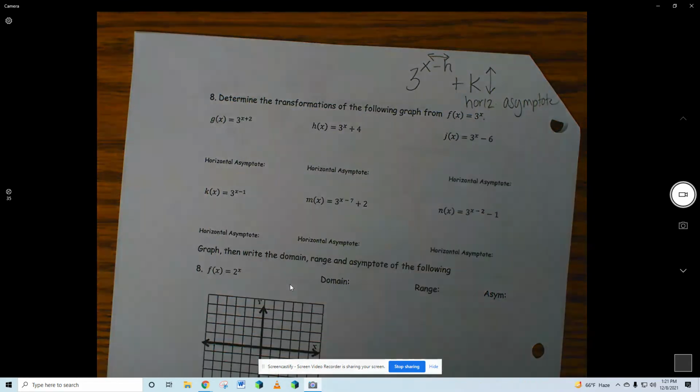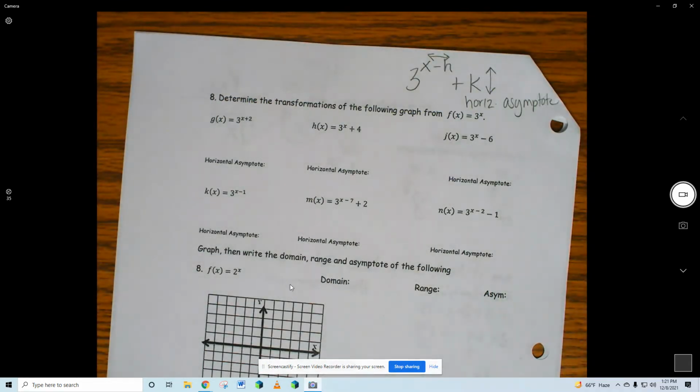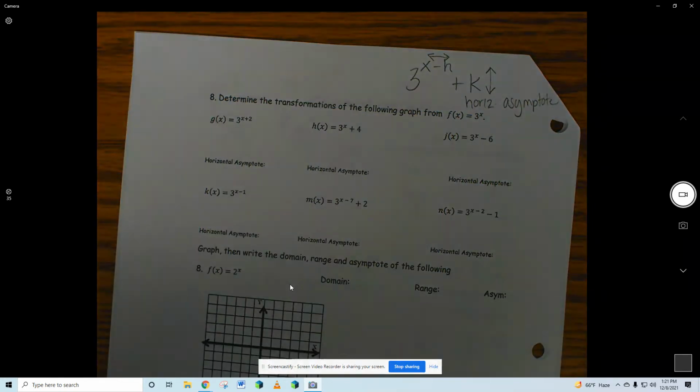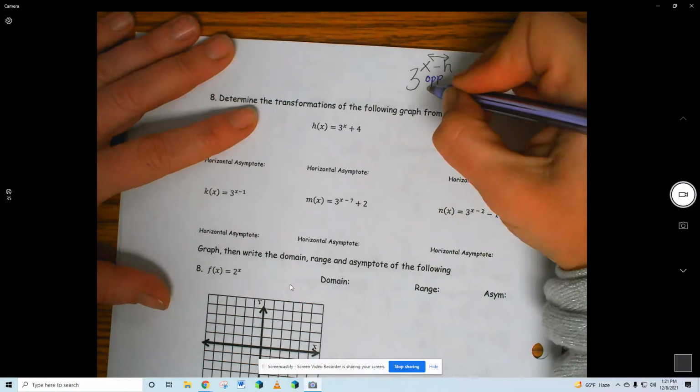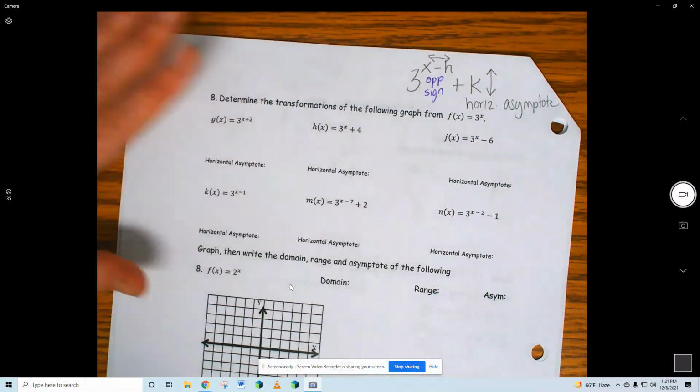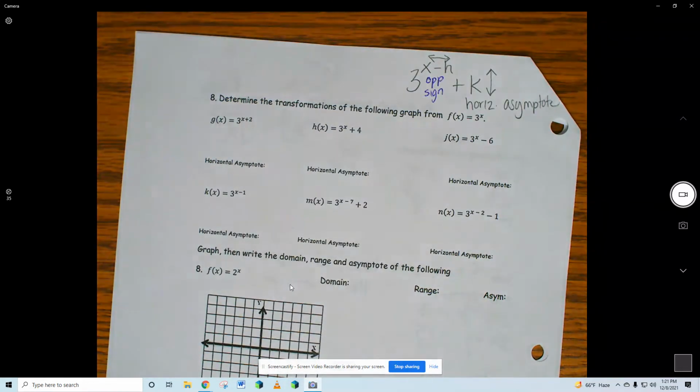Something really important about this h, which happens in all things, absolute values and parabolas, it's the opposite sign. So it's the opposite sign of the h. The k is the same sign.